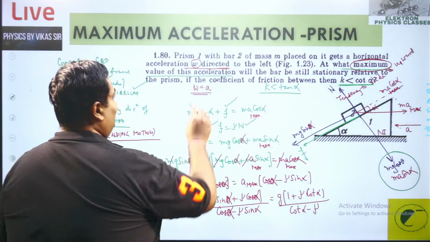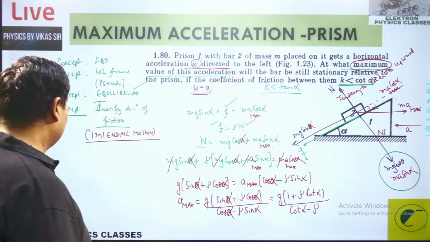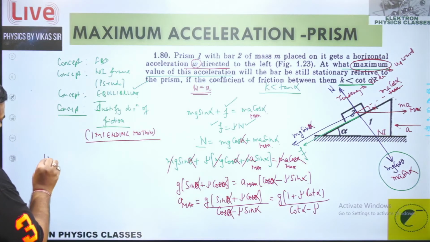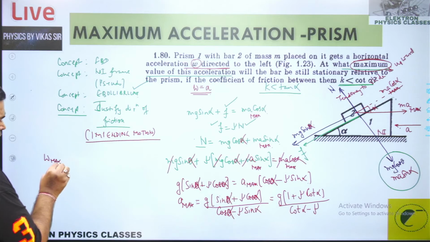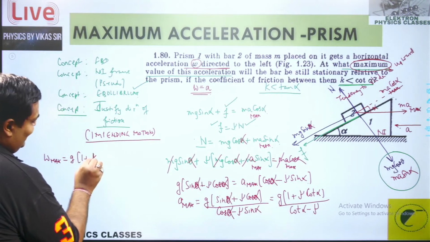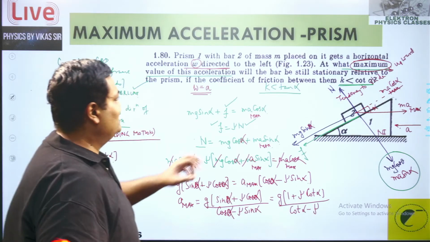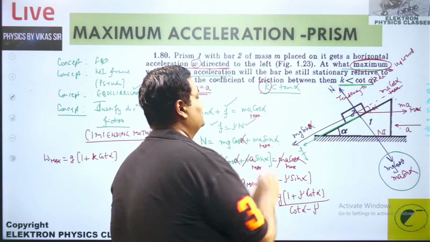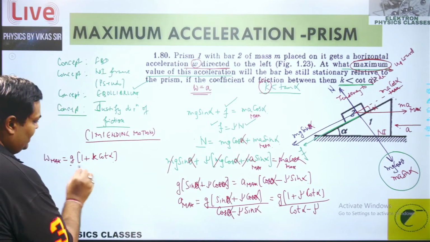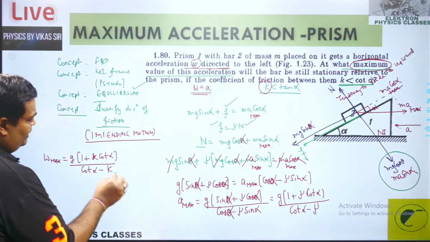Now this A max is basically W max, because I said that I am taking A as W. So the overall result becomes W max is equal to g into 1 plus K cot alpha, because the mu is basically K, the friction coefficient is K, divided by cot alpha minus K.